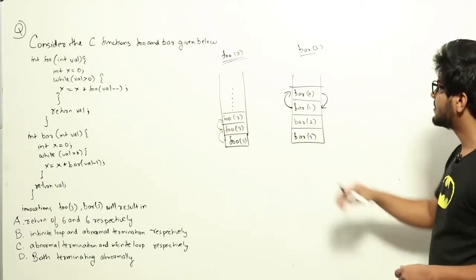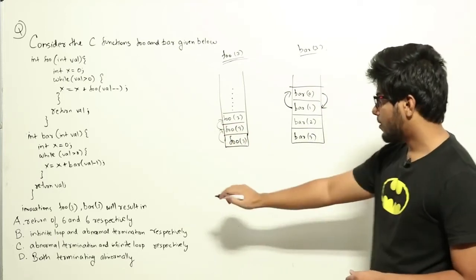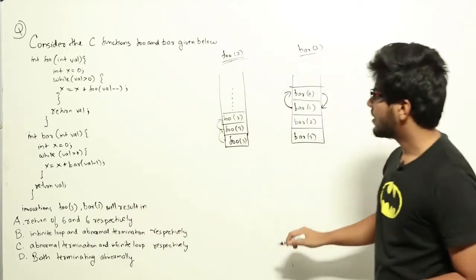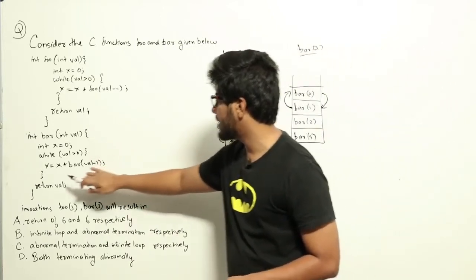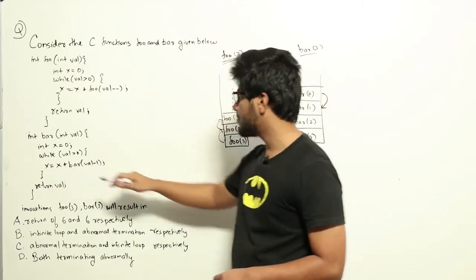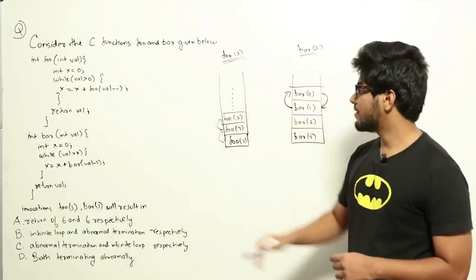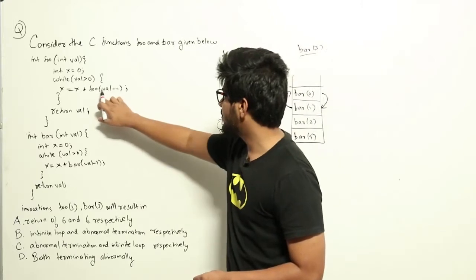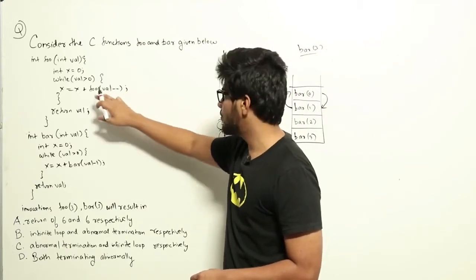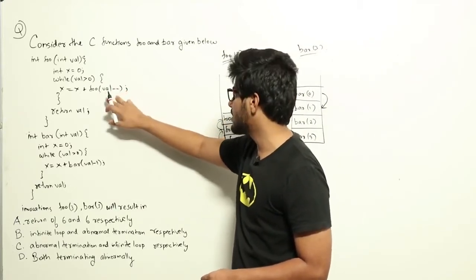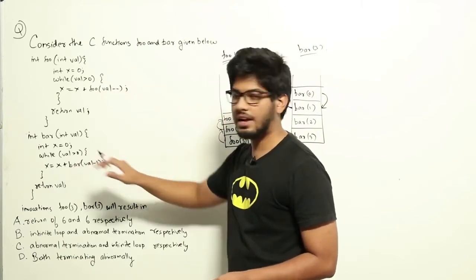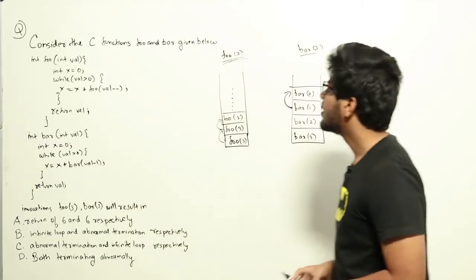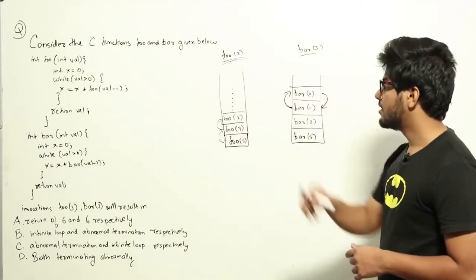Now let's look at bar. We are calling bar 3. Now when we are calling bar with value 3, it will come here, value is greater than 0, that's fine. And then it will call bar of value minus 1. Now unlike here, where it was calling foo with the current value and after that decrementing the value, here it is calling the function bar again with a decremented value. So it will be calling bar here with val minus 1, that is val 2.